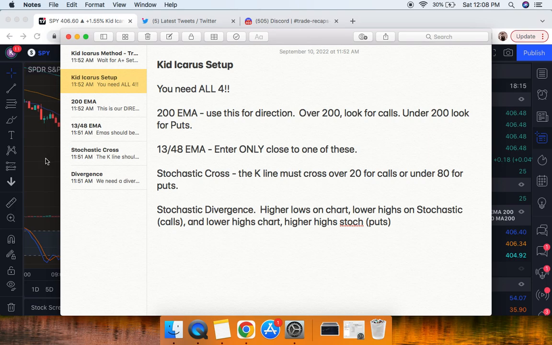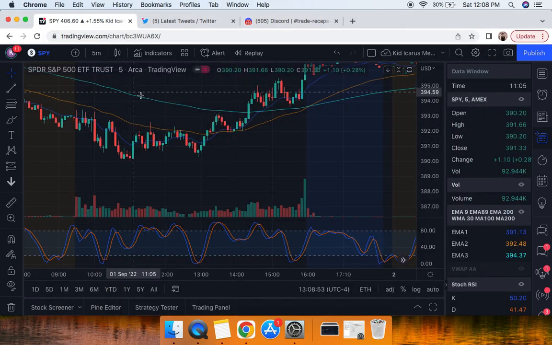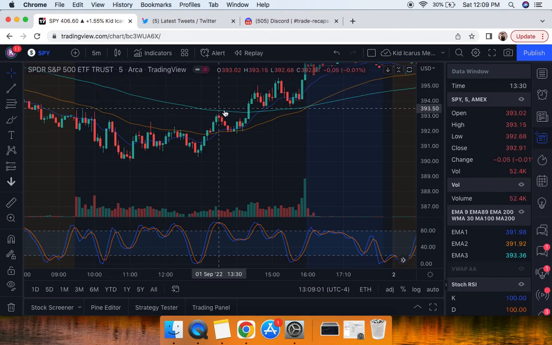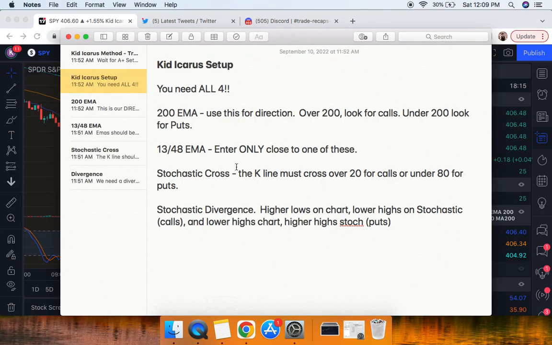So let's show what that looks like. I pulled up a couple of days here. This green line right here, that's the 200 EMA. As you can see, we're in a downtrend. We're only going to be looking for puts entries here. And past here, where the price starts going above the 200, we'd only be looking for calls. So that's rule number 1. That makes sure that you're playing with the trend and not fighting the trend.